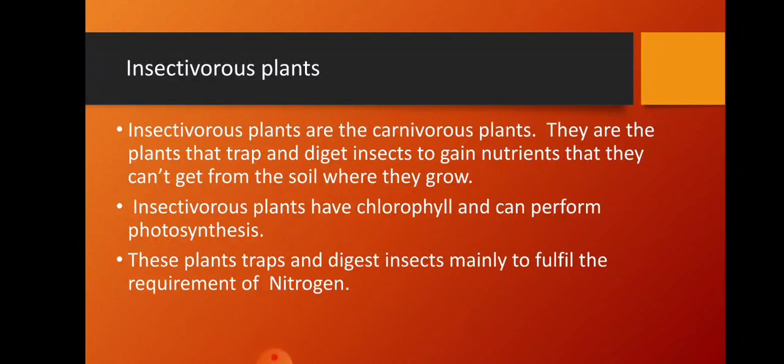These plants are carnivorous in nature. You know about carnivorous animals, they feed on the flesh of other animals. In the same way, these are carnivorous plants. To fulfill the need of minerals and nutrients, they start trapping and digesting insects so that they can perform their basic function, grow very well and survive. They trap and digest insects to gain nutrients that they can't get from the soil where they grow.